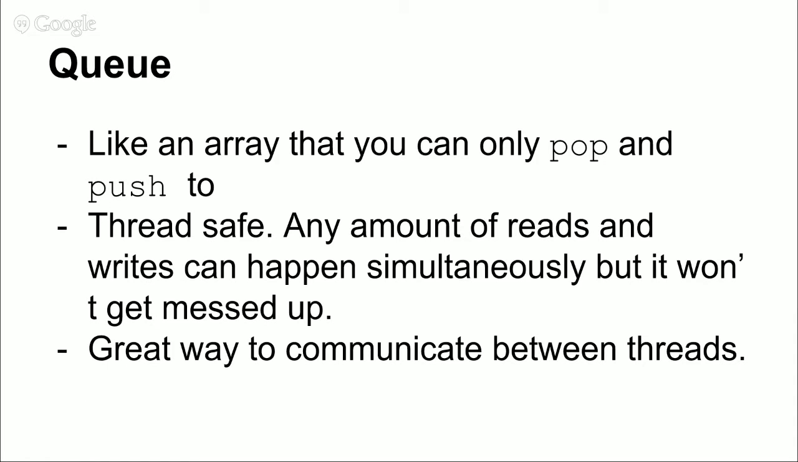So queues are another integral part to our botnet. They're similar to arrays in that you can pop and push. They're also thread safe so that you can have reads and writes simultaneously, but it won't get messed up. Specifically, what happened in any order is guaranteed to happen in the same order. Like if you write a bunch of times, each time you write, you know that the next read is going to be whatever you wrote last.